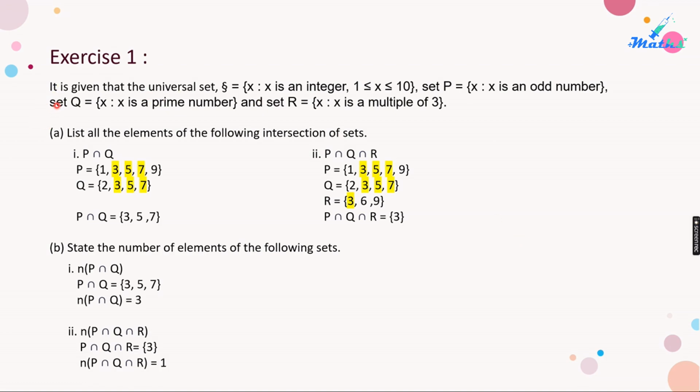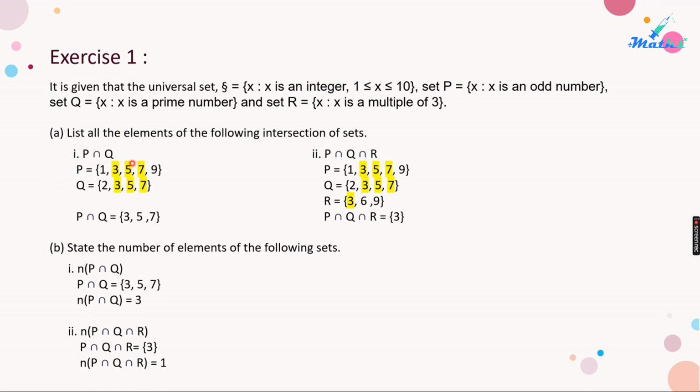Exercise. It is given that the universal set ξ is the integers from 1 until 10, set P is x, an odd number, set Q is x, a prime number, and set R is x, a multiple of 3. A. List all the elements of the following intersections of sets.